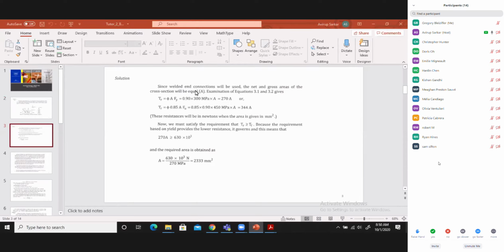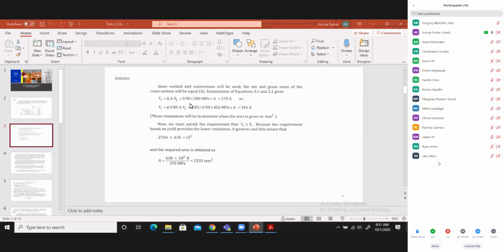So from the main equations that we have been using, equation 3.1 and 3.2, the area remains the same for both the cases. Okay, so let's calculate the tension capacity of the member required in terms of the area. So this is the first equation 3.1, which uses phi times area times F yield. So phi is the factor of safety, as you can recall, it's 0.9, and then 300 MPa is the yield stress, and then in terms of the area, this comes out to be 270 A.